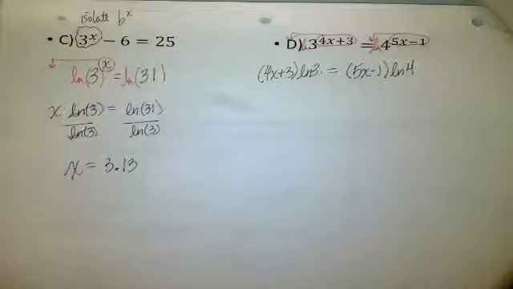What do you want to do? You want to take the logs of both sides and take the x's. But right now the x's are trapped inside of parenthesis houses. What do you do to divide?